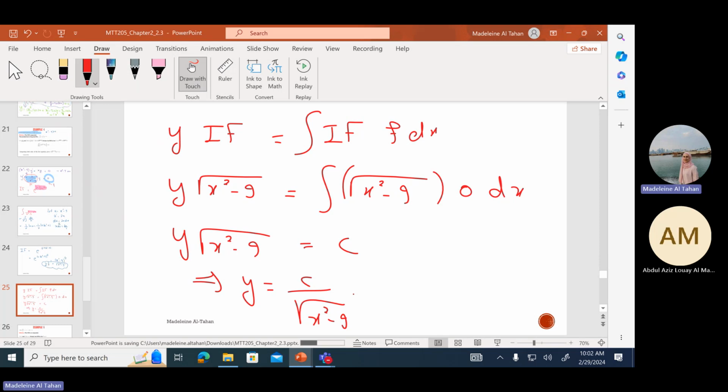Did you get it? Do we have questions about that? We multiply by 0. Because we multiply by 0, the integral of 0 is constant.